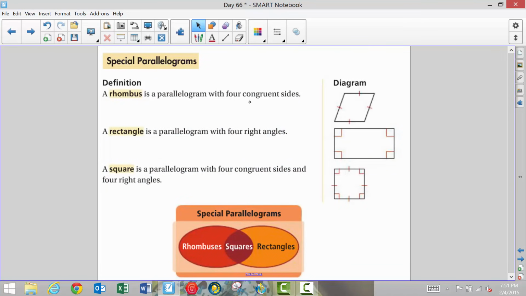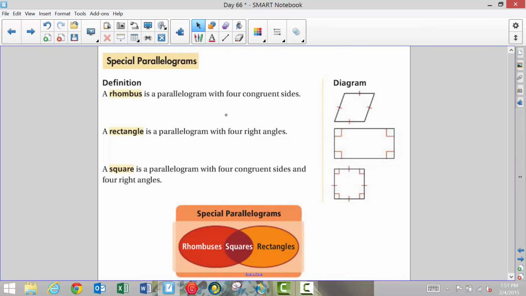So you have rhombus, rectangle, and square. They're special types of parallelograms. So you should know your 6 properties of parallelograms by now. That opposite sides are parallel, opposite sides are congruent, opposite angles are congruent, consecutive angles are supplementary, diagonals are bisecting each other.